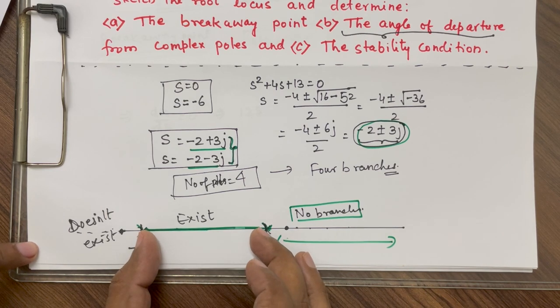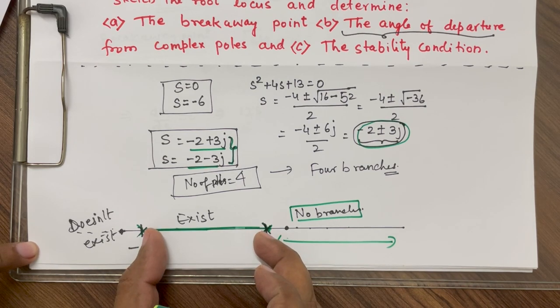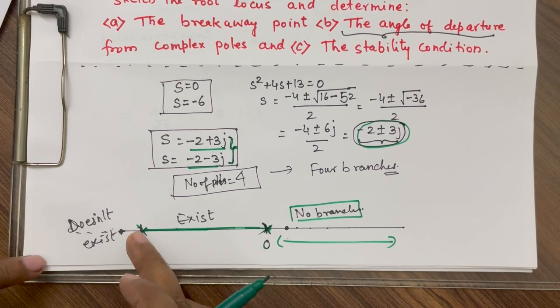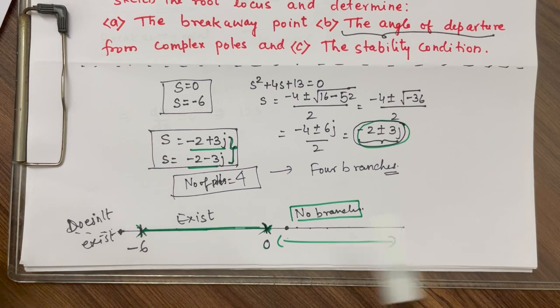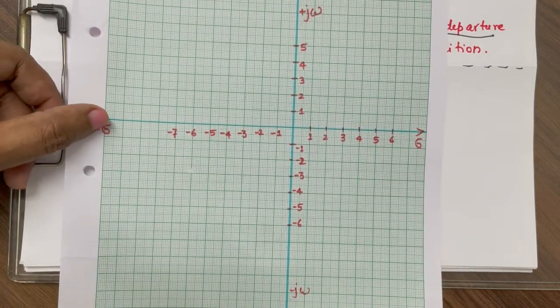When we come across this region, there is one pole here. That's why the root locus will exist over here, between 0 and minus 6. And after minus 6, again, the root locus will not exist on the real axis. So first of all, we will plot these things on the graph paper.